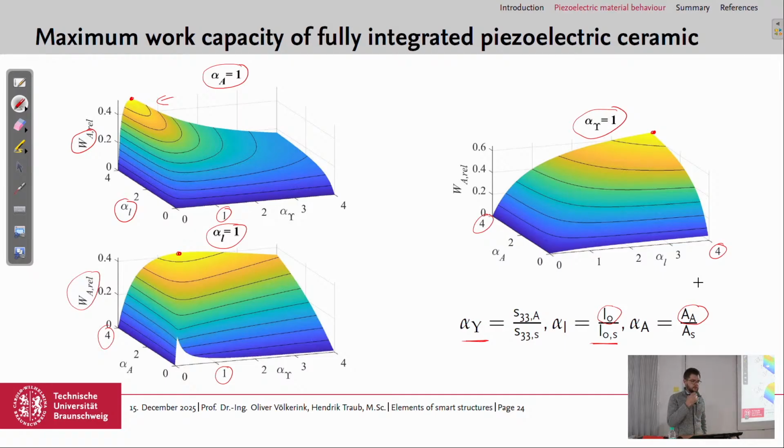But this is only for the simplified model for the springs. It's just to give you an impression about the trade-offs we have to make. So we have to homogenize the stiffnesses and also the geometry to get the maximum work capacity for a smart structure if we use these piezo ceramic materials to deform the structure.